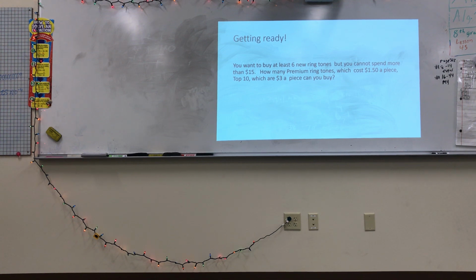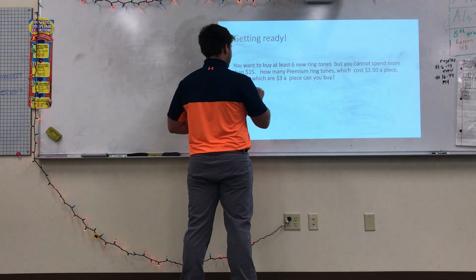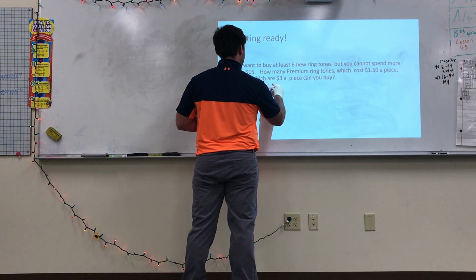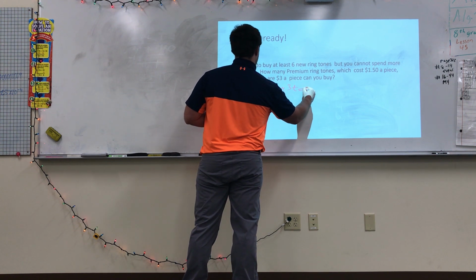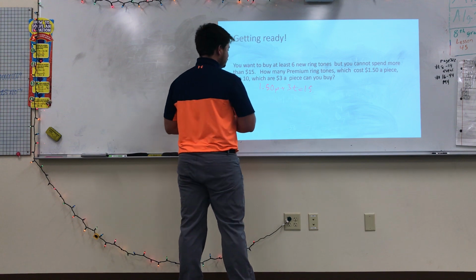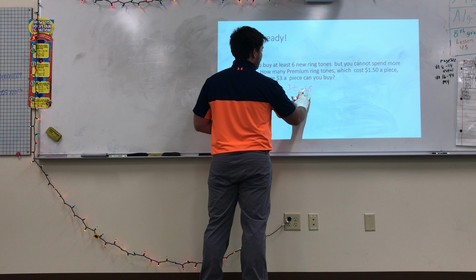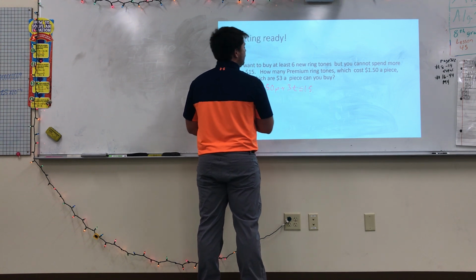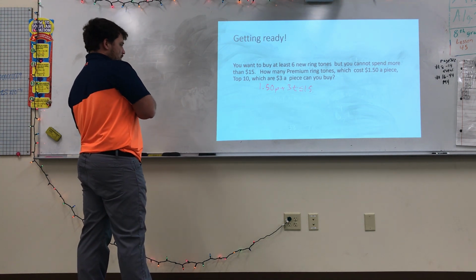All right, so there's a couple different things you can do. Okay, but what you need to know for sure is $1.50 per premium plus $3 for a top 10, so I'm going to go 1.5P plus 3T is going to equal $15. You can spend no more than 15, so it's going to be 15 or less. Alright, so there's my equation.